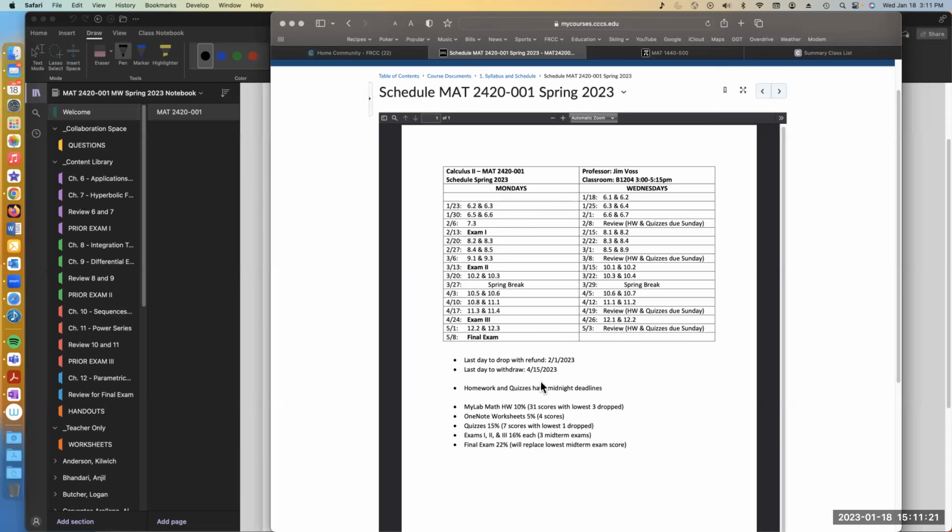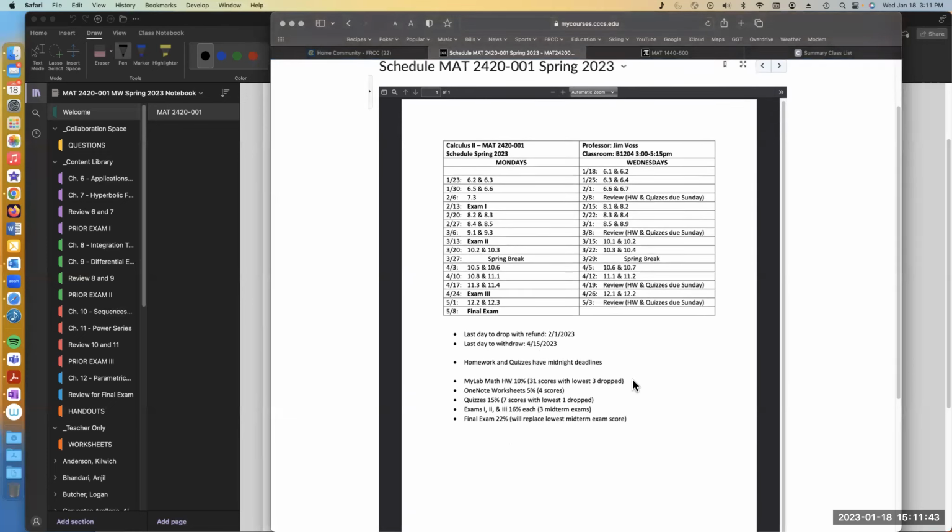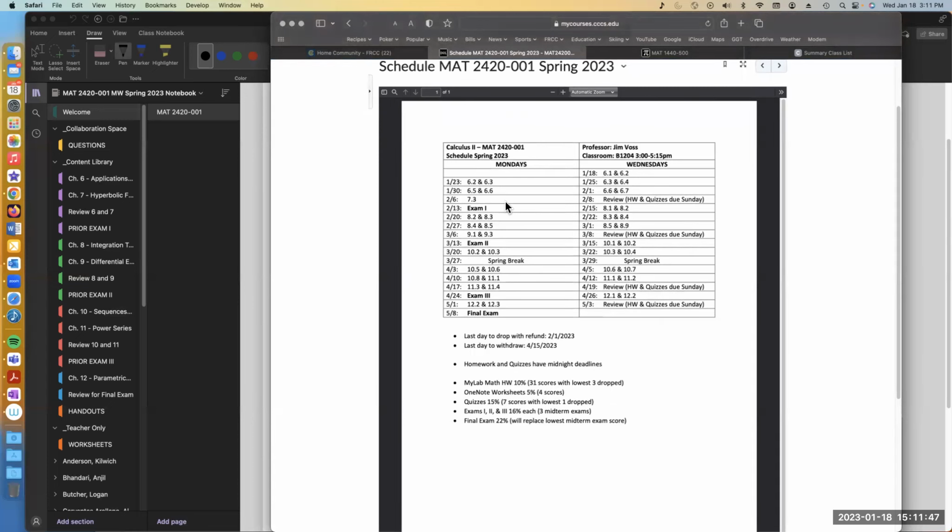Here are the important dates for the class. So if you drop quickly, you get a refund. If you drop before the 15th, you'll get a withdraw, which is a W on the transcript instead of a poor grade. Generally, it's better to have a W than a poor grade. If you have any questions about your situation, of course, ask me. I've been doing this a long time, so I should have answers for most questions. And then the breakdown of our scores again. Any questions that you have on the schedule and basic layout so far?